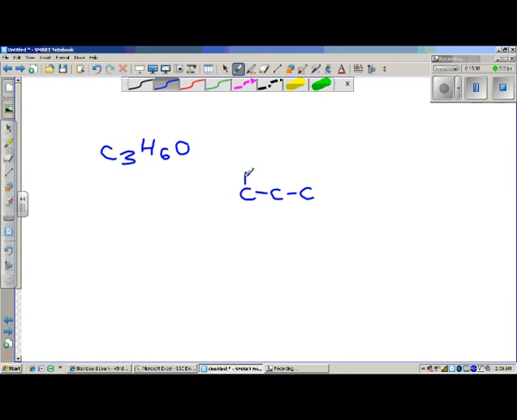Now, if I draw on all the possibilities for where my hydrogens can go, can you guys count up how many hydrogens I could put here? Well, it could be 1, 2, 3, 4, 5, 6, 7, 8. I don't have 8 hydrogens, so something's going on here. So, how about I say, well, okay, I'm going to put 3 hydrogens here.